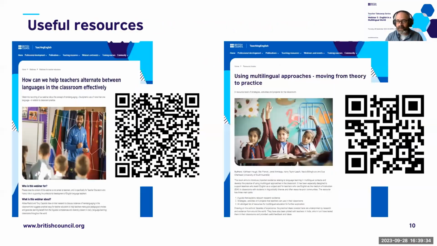Here are some resources I'd like to share with you. These are taken from the British Council Teaching English website. The left-hand side is a webinar, another webinar focusing on practical tips for teachers within multilingual contexts in, I believe, Pakistan or India. I'm going from the top of my head there, but it's actually a very interesting webinar for those of you who have time to watch. And of course, some great tips using multilingual approaches and moving from theory to practice. So again, supporting the teachers in today's event and having something else to take away apart from the great contributions of our speakers in their presentations.